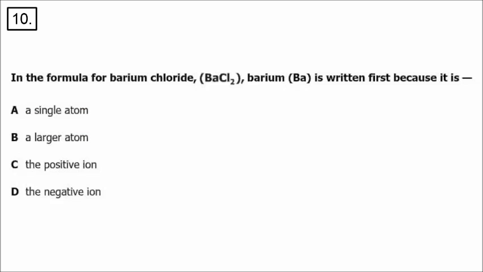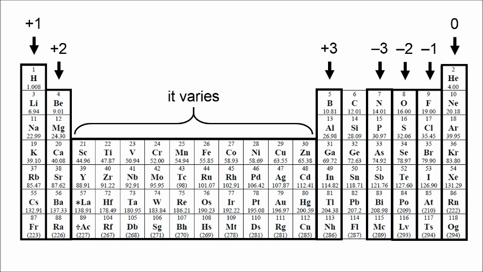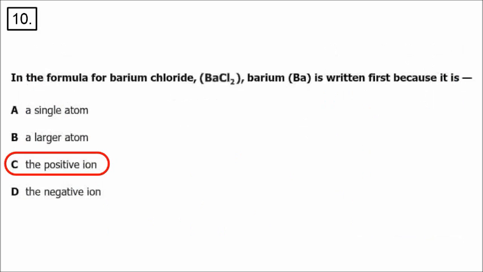In number 10, we're given that the formula for barium chloride is BaCl2. And the question is asking, why is barium written first? Well, on the periodic table, barium has a charge of +2. Chlorine has a charge of -1. So the formula of barium chloride has Ba first and Cl second. That's because we always write the positive charge first in this type of compound, which is an ionic compound. So the correct answer is C. Barium is written first because it is the positive ion.